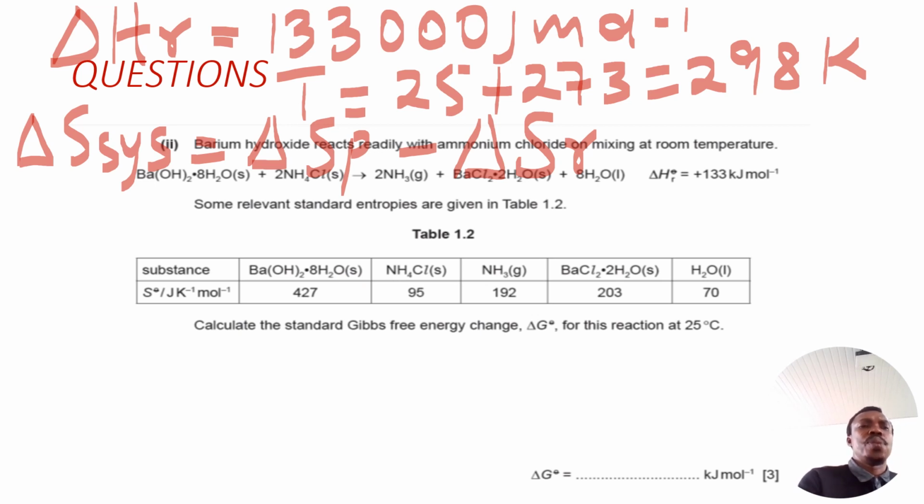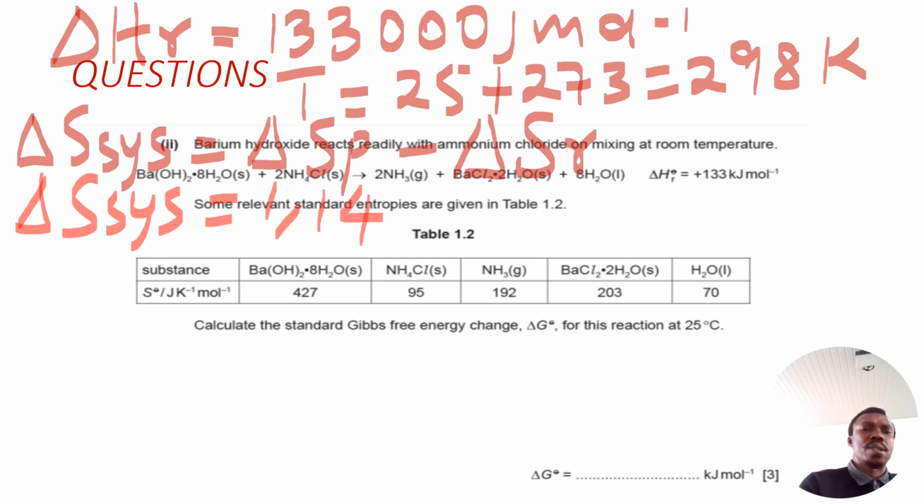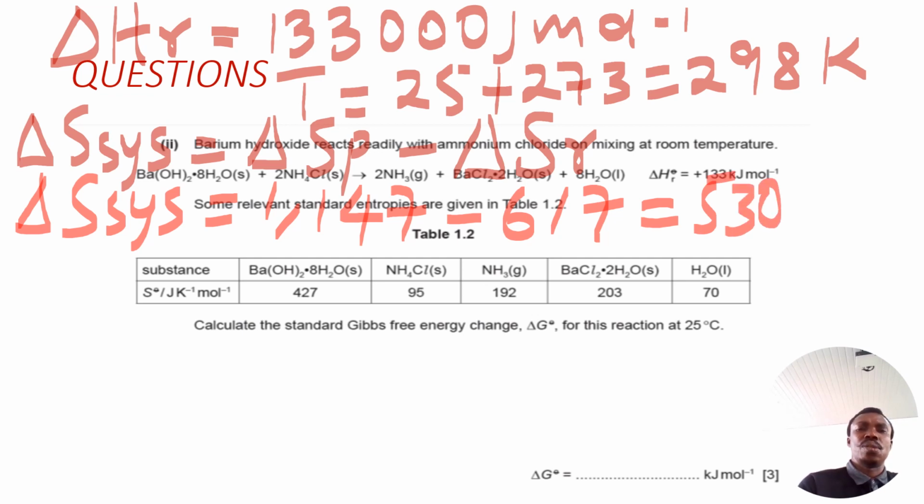To calculate the entropy of the system, it will be equal to the entropy of the product minus that of the reactant, which is 1147 minus 617. So you have 530 joule per Kelvin per mole. So that is the entropy of the system.